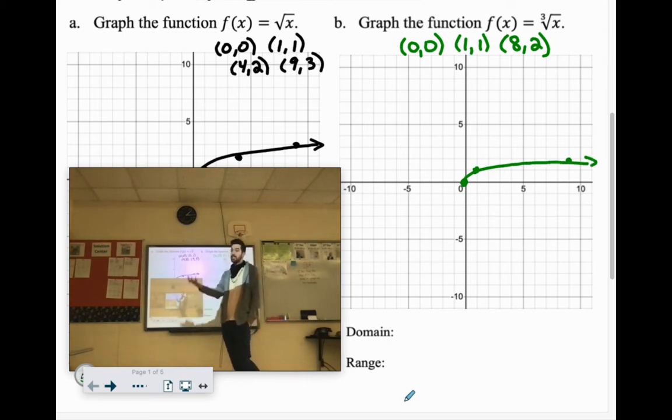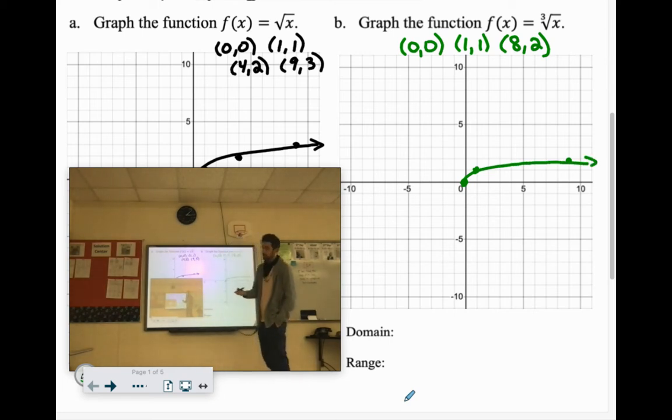But you can cube root negative numbers. We couldn't square root them. So we can also include negative 1. The cube root of negative 1 is negative 1. The cube root of negative 8 is negative 2.